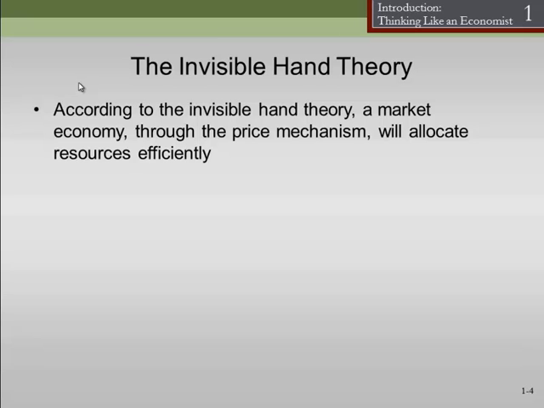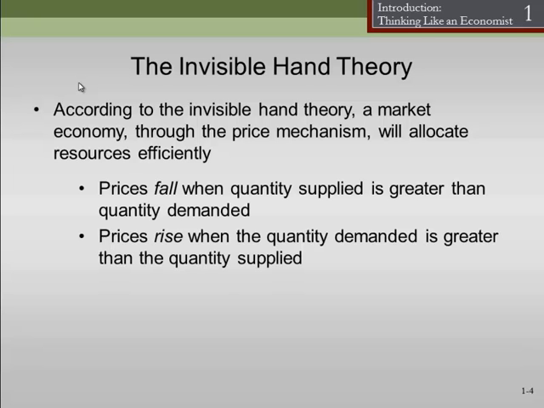So one of these ideas, one of these precepts that we have, especially in Western thought, particularly American thought, is this idea of the invisible hand. According to the invisible hand, a market economy, through the price mechanism, allocates resources efficiently. And by efficiently, what do I mean? I mean that we have the right amount of stuff being produced as cheaply as possible. All right, so it's not just as cheaply as possible, but also the right amount. Well, how does that work?